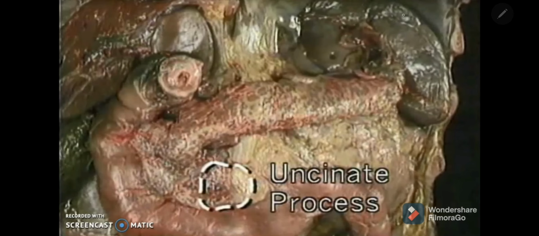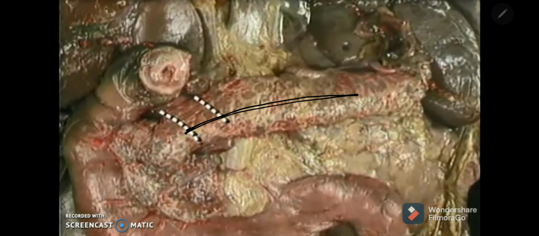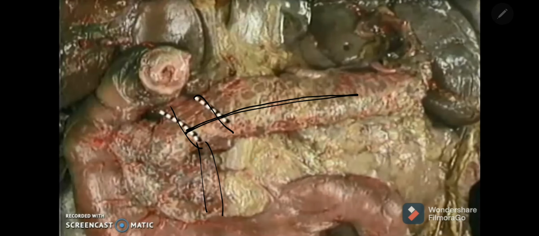is the uncinate process. Anteriorly it is related to the superior mesenteric vessels, posteriorly to the abdominal aorta. It is that part of the pancreas which is compressed between the superior mesenteric vessels and abdominal aorta, and above it is related to the left renal vessels and inferior mesenteric vein. Inferior mesenteric vein drains into the splenic vein. Splenic vein will be here, and this is the portal vein, superior mesenteric vein, and here will be inferior mesenteric vein and left renal vein draining into inferior vena cava.